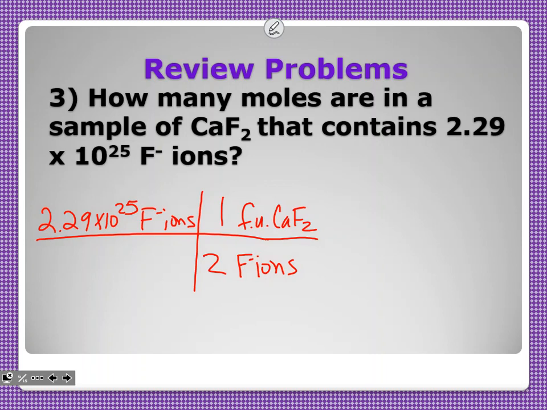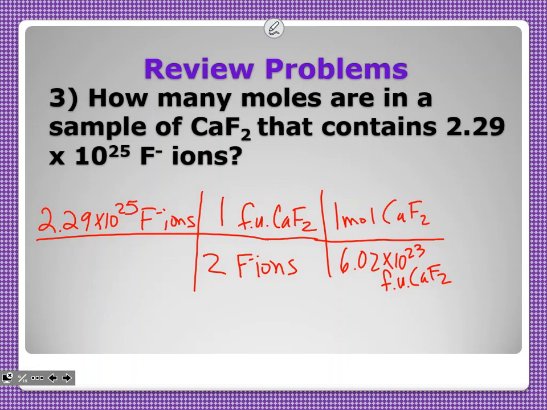Now that I'm to my formula units, what number can I use? The mole number. That mole number, which is Avogadro's number, 6.02 times 10 to the 23rd formula units of calcium fluoride equals 1 mole calcium fluoride. So this one only took us 2 steps to get to moles. Now if we had to go further to grams or something, it would be an additional conversion step.